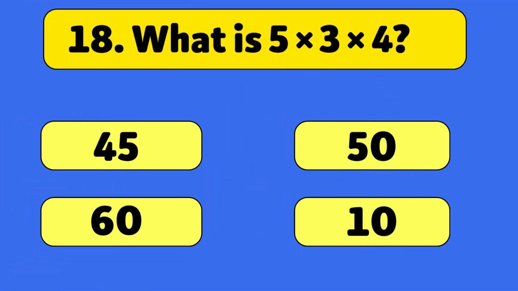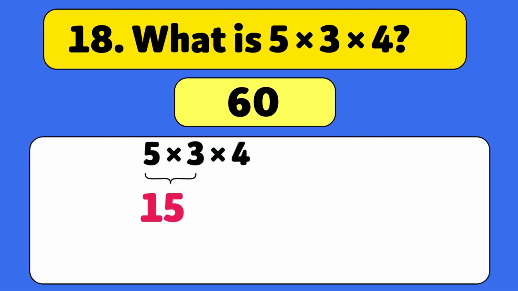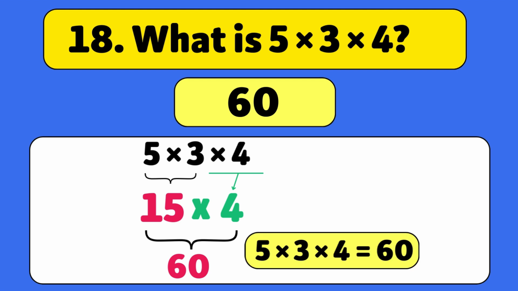What is 5 times 3 times 4? 60. Simply multiply the first two numbers. 5 times 3 equals 15. Then, multiply the result by the next number. 15 times 4 equals 60. Therefore, the answer to 5 times 3 times 4 is 60.